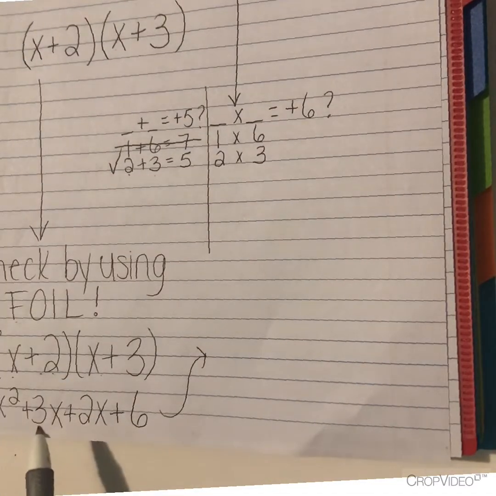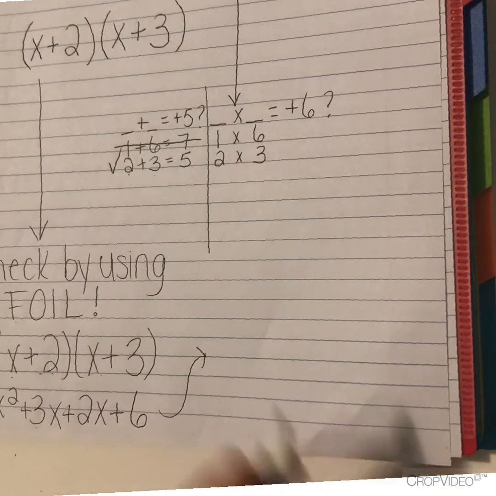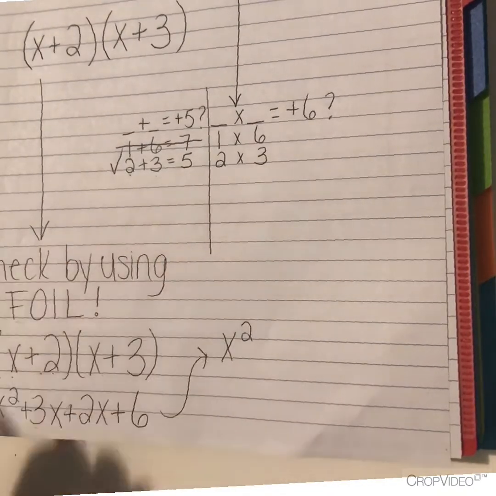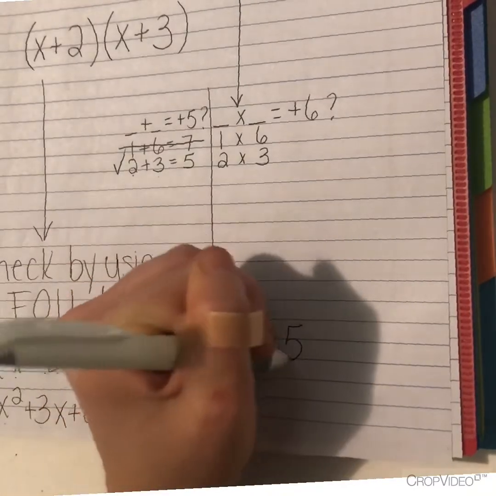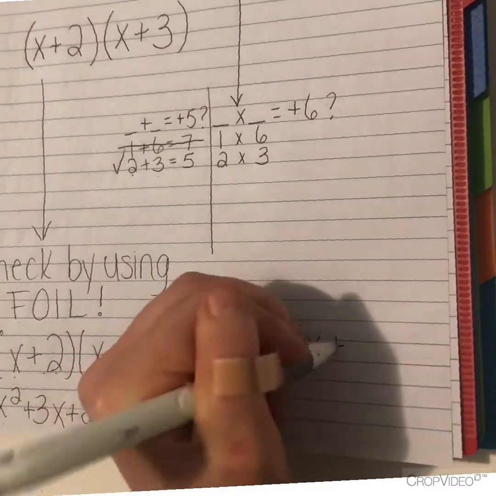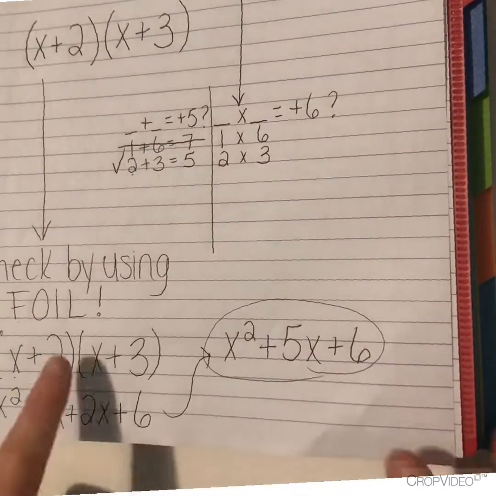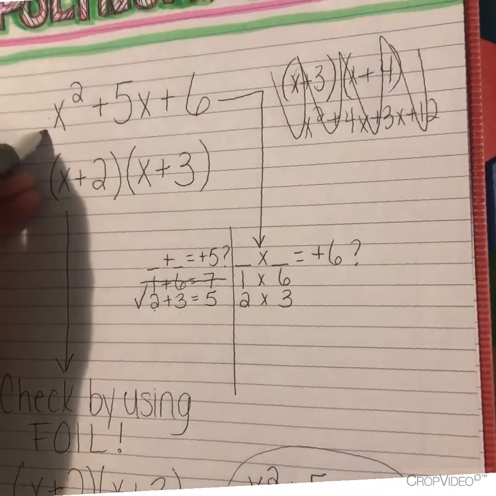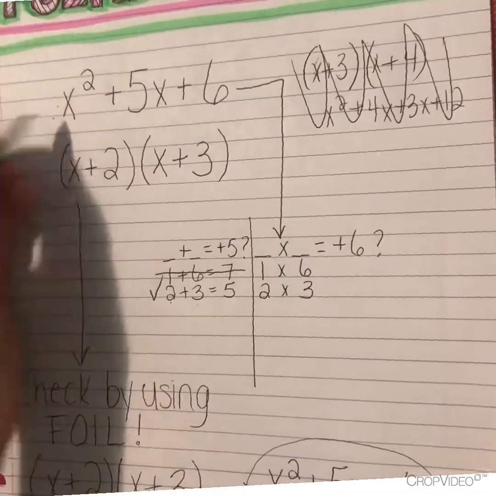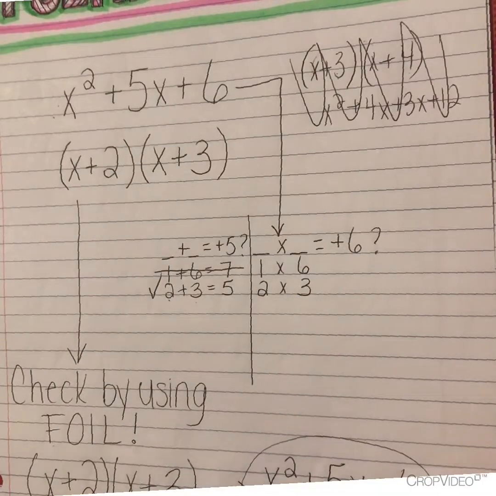So we can see from here there's a 3x and a 2x. Those can be added together because they have the same variable, which is just one singular x. So we have our x squared, positive 3x plus 2x is positive 5x, and then we keep our positive 6. And from that, after we FOILed the two that we are trying out, we see that it equals exactly what we started with. So we know that this is the right solution. So that's our first example.